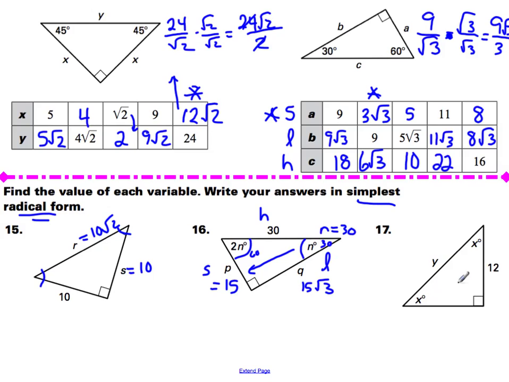In this case, if these are both the same, that means they're both 45, so x equals 45. If this is my side length, this just becomes 12 times the square root of 2.